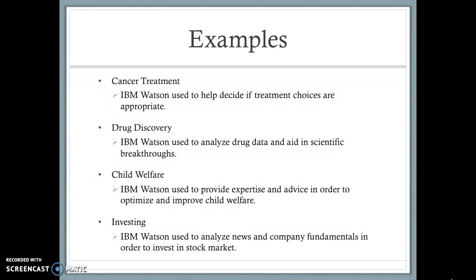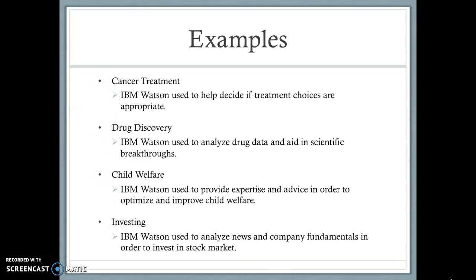Examples. Watson technology is used in cancer treatment. Since cancer is constantly evolving, Watson technology helps decide if the treatment chosen by the doctor will be the best choice by providing evidence-based treatment decisions.